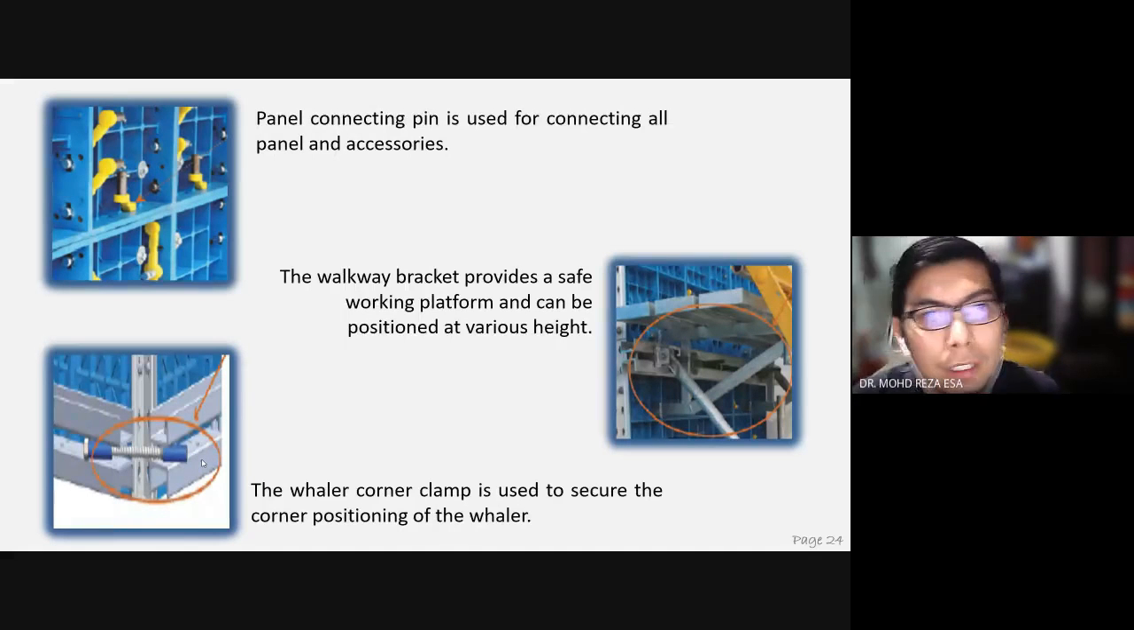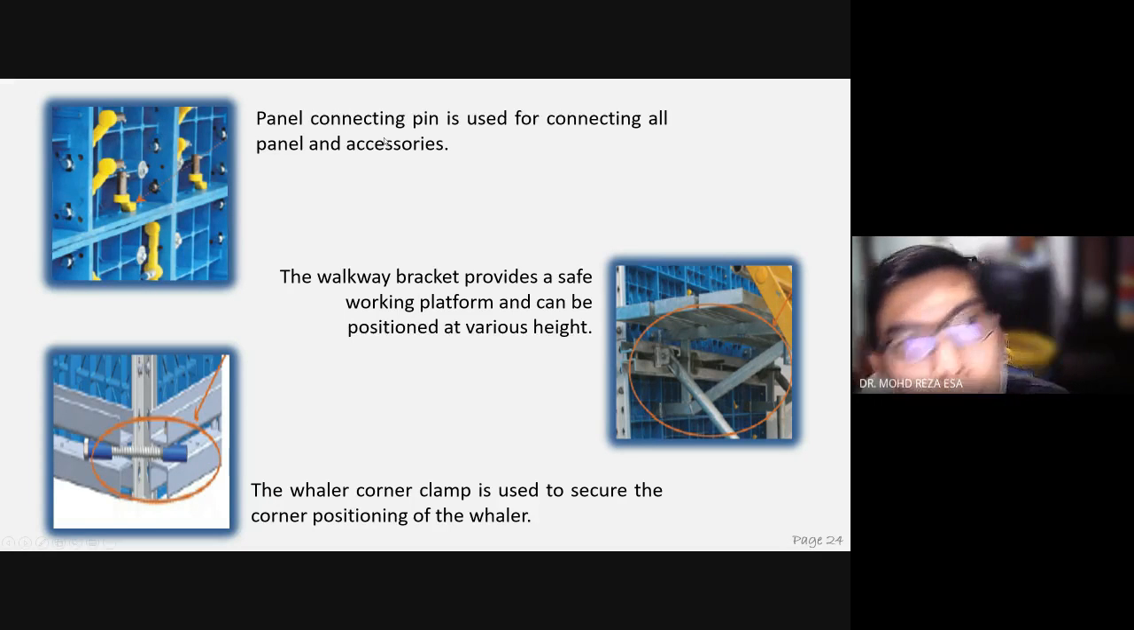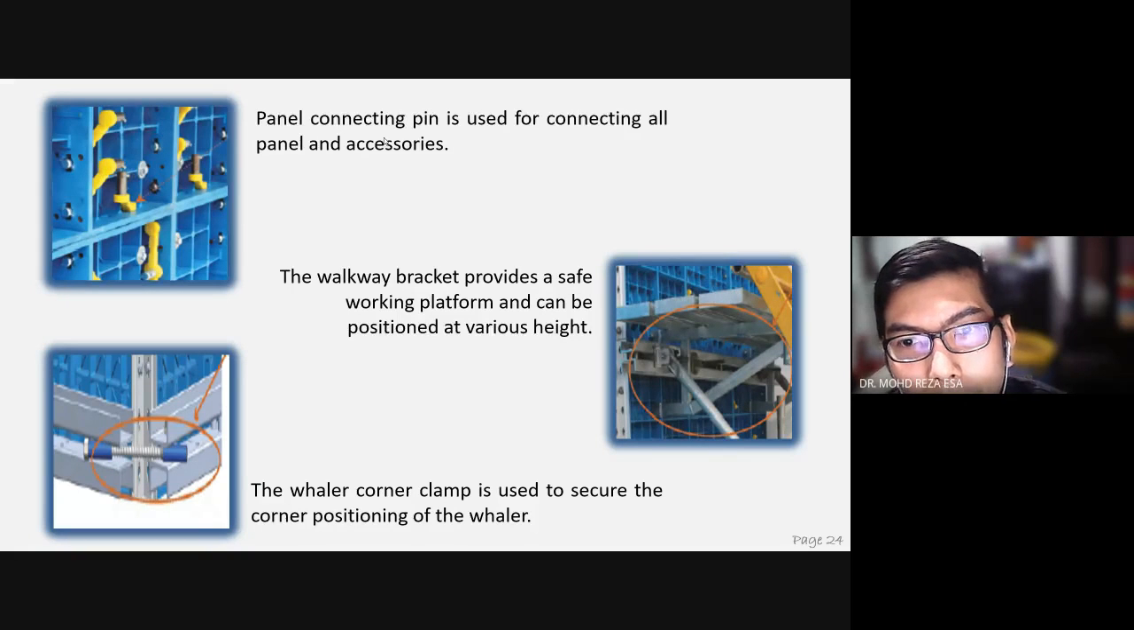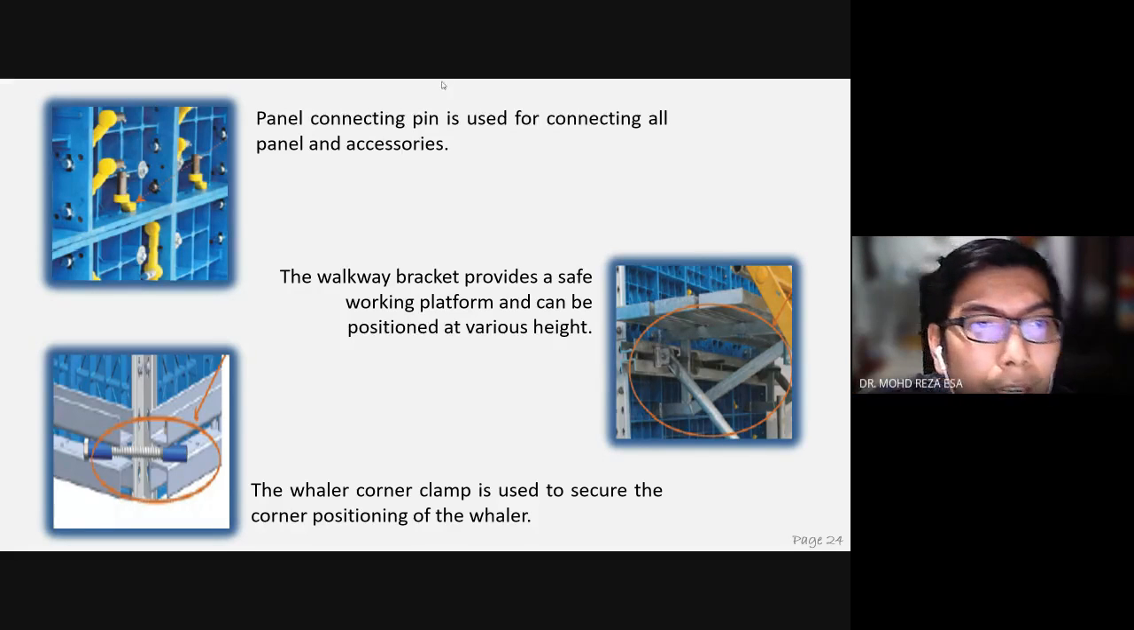Okay, here are some of the steps that you need to consider when you are talking about using plastic formwork system. Okay, so firstly, as you can see in the first diagram, panel connecting pin is used for connecting all panel and accessories. Okay, so dia ada some sort like macam tie rod tadi lah, screw dia tadi, tapi dia panggil connecting pin. Okay. And they have the walkway bracket to provide a safe working platform and can be positioned at various height. Okay, so dia ada walkway bracket.